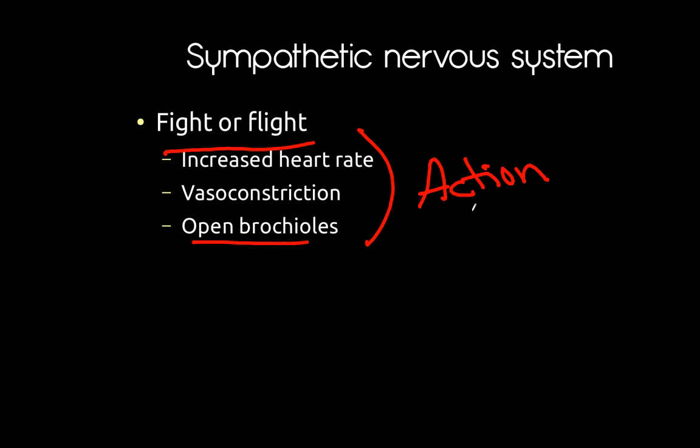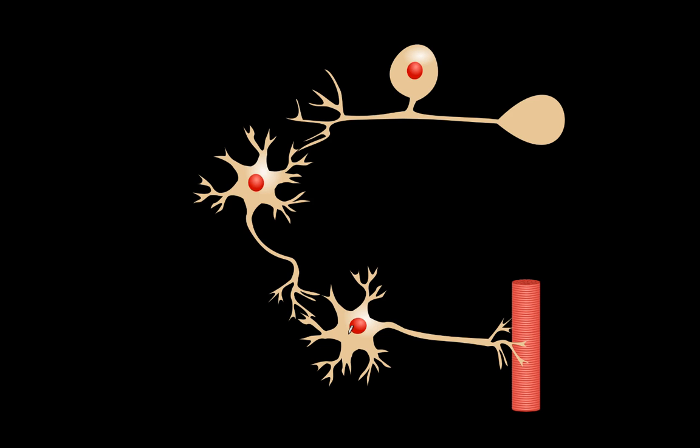And the parasympathetic nervous system basically does the opposite of this. It's going to tend to decrease your heart rate, cause vasodilation, and tend to close off your bronchioles. So that's just to give you another idea of what's happening with the sympathetic and the parasympathetic nervous system.